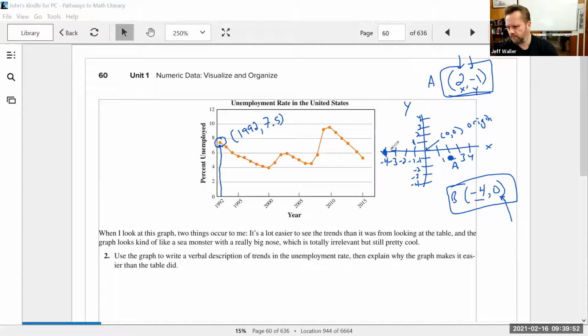Does somebody remember what that kind of point is called? Why is that point special? Does anyone remember what the name of that point is? X-intercept. This is where it intercepts the X-axis. I love it. So that's B. Where would the point 0, 3 be?